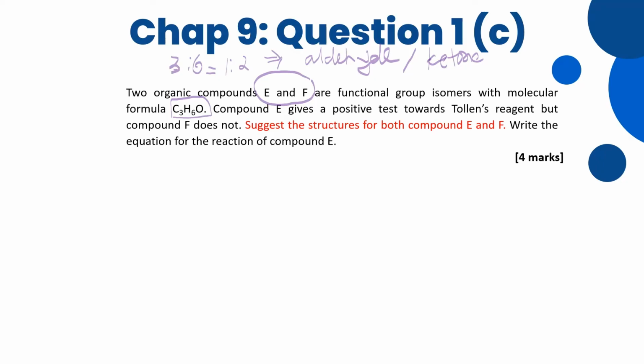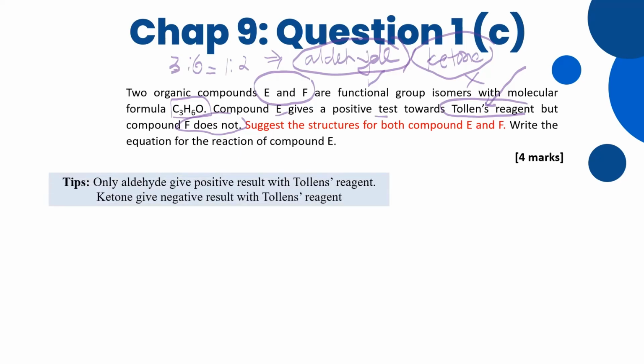But they tell you compound E gives a positive test towards Tollens reagent, but compound F does not. Meaning that this is Tollens, a test to differentiate between aldehyde and ketone. Tollens will react only with aldehyde, but not with ketone. So this is the tip that we can use.